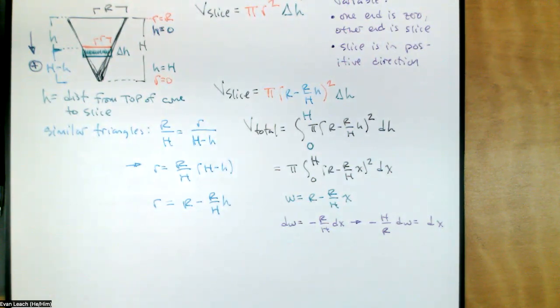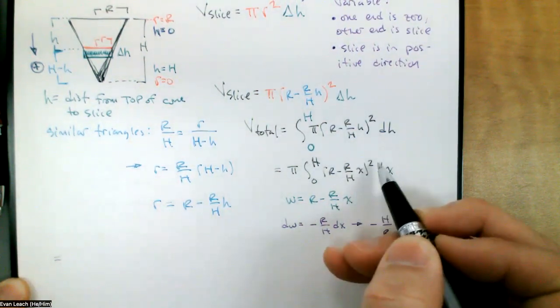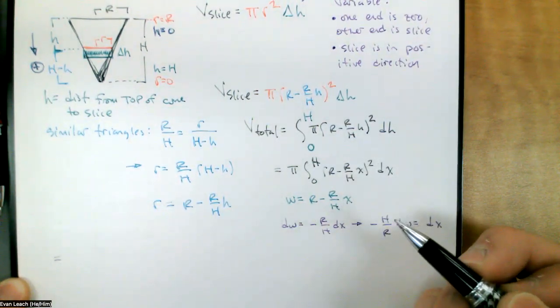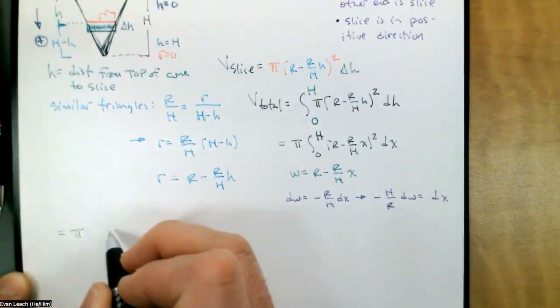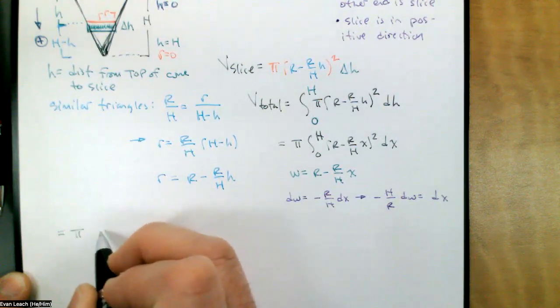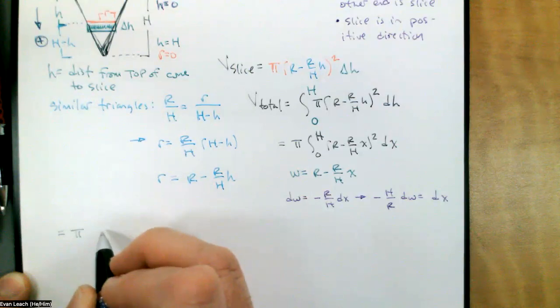I always want to take an opportunity to remind you about how substitution works. So I'm going to make a substitution because this thing is being cubed, and there's going to be some constants. So I have a pi. dw is going to have a minus h over r.